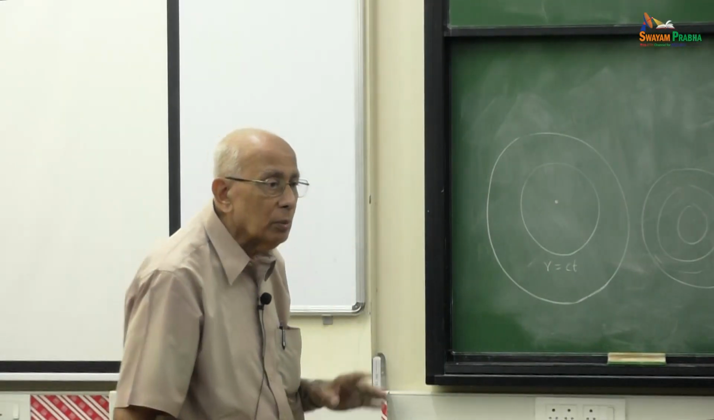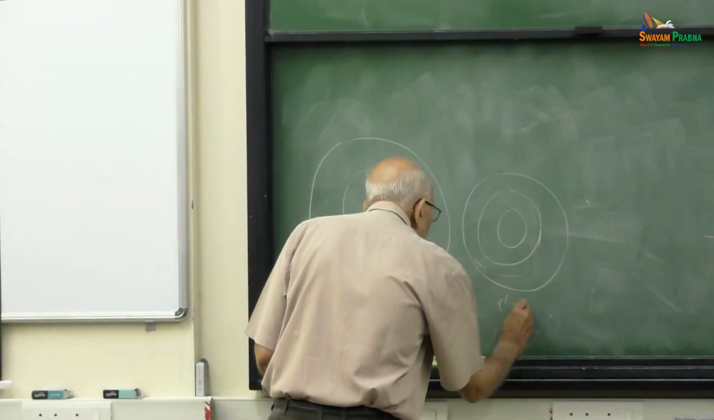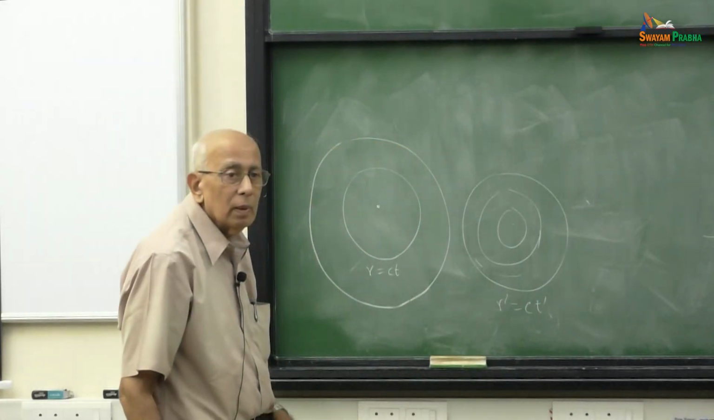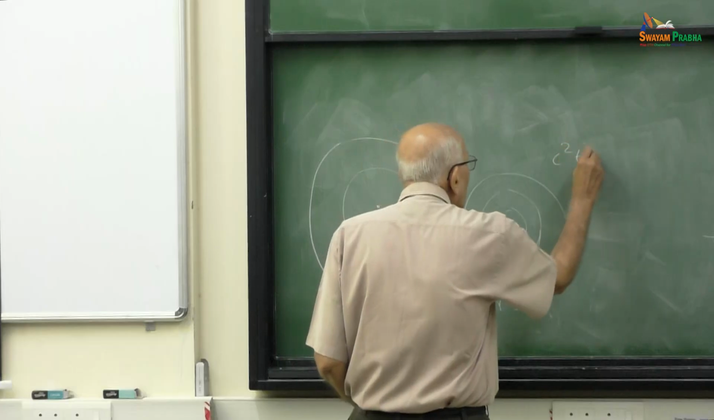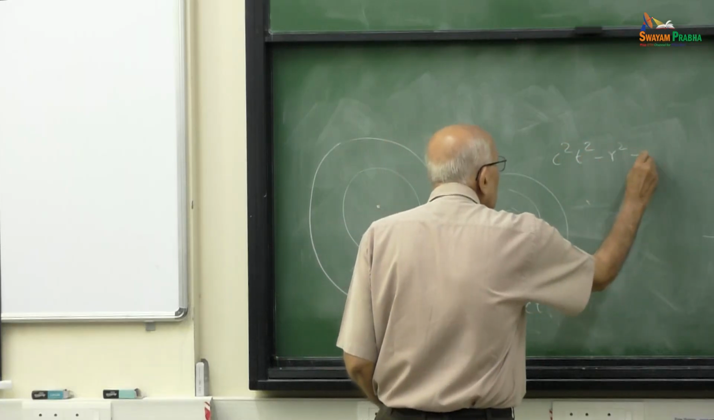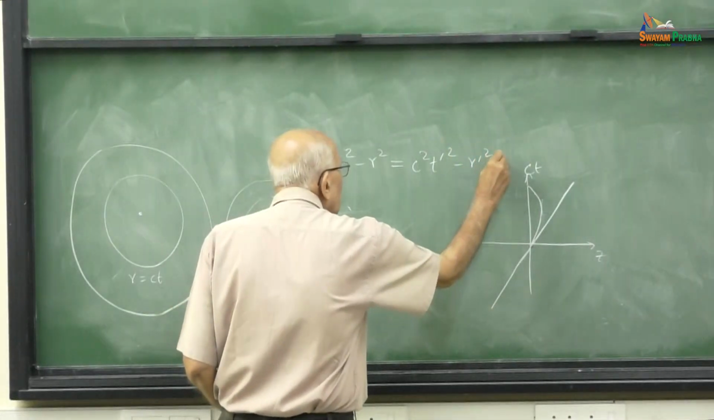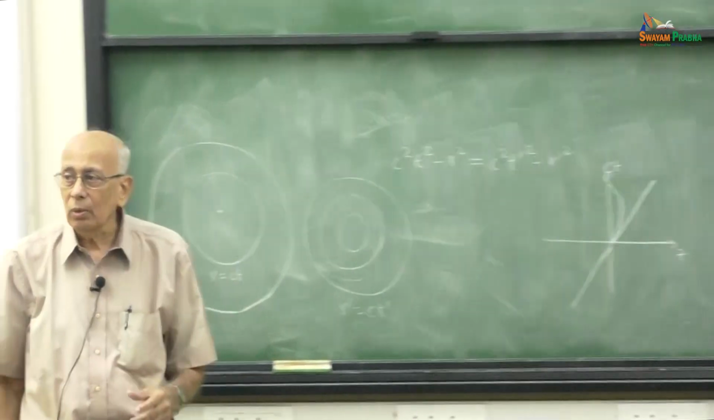Okay? Which means that the wave fronts that he is looking at are r prime equal to c t prime in this frame. So what has happened is that c squared t squared minus r squared should be equal to c squared t prime squared minus r prime squared. That's the fundamental equation, a constraint that you have to satisfy.